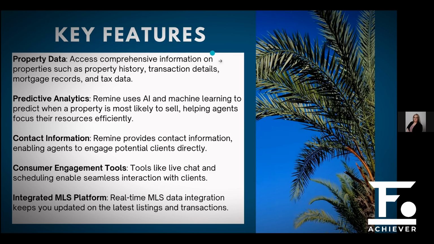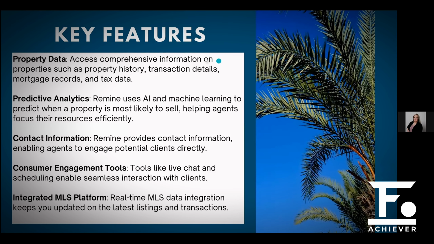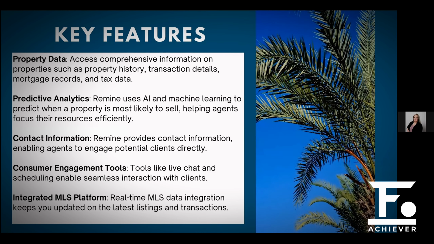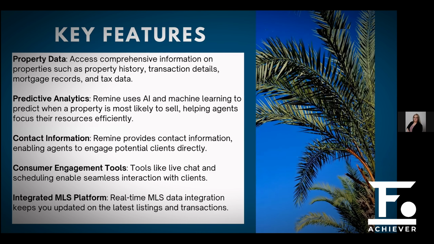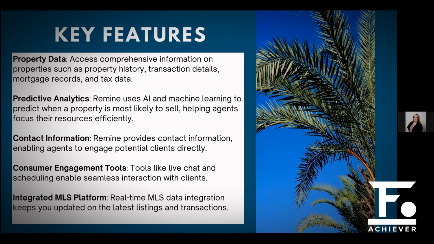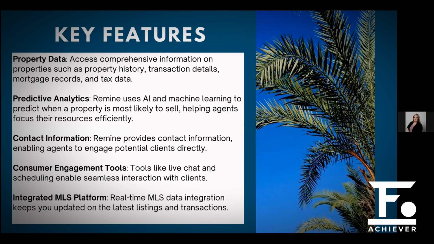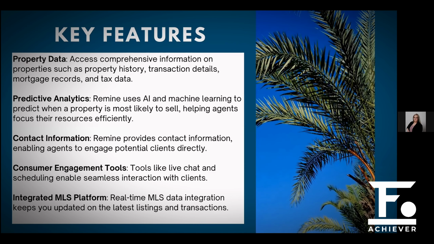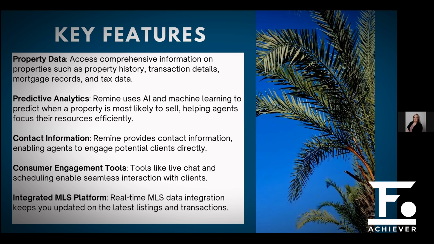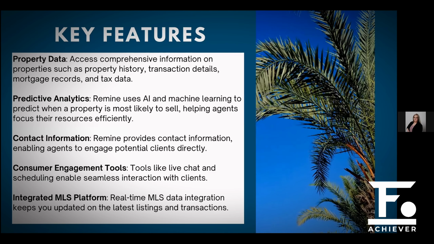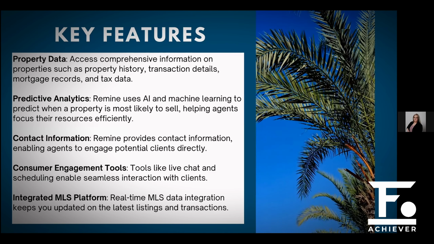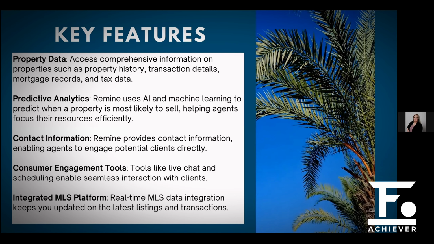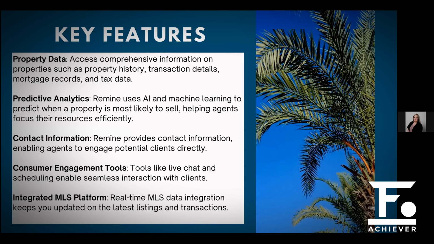So some key points here, as far as the property data, like I had mentioned, it accesses comprehensive information on each property, such as the history, the transaction details, mortgage records, and tax data. And this would be the information that Jen would use on her side, being in title. For us, Remine uses AI and machine learning to predict when a property is most likely to sell. Like I had mentioned, it helps agents focus their resources efficiently, meaning you're going to be able to target and farm areas in a much more efficient way than using multiple systems.